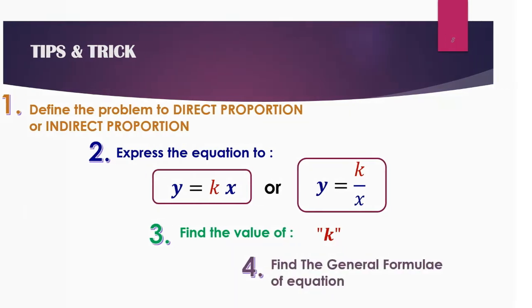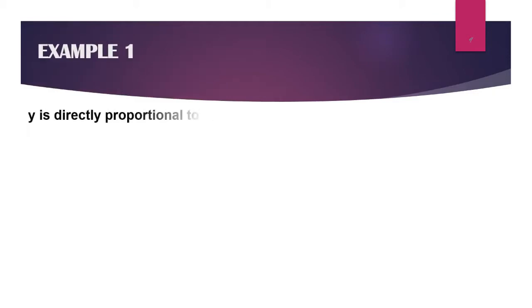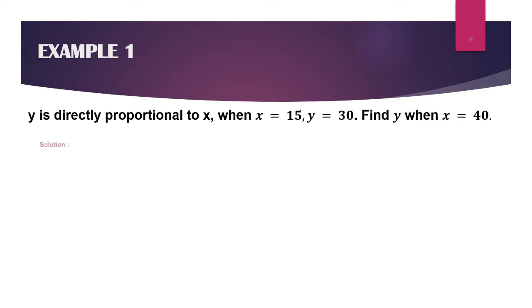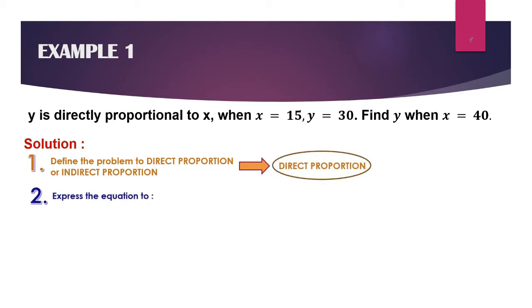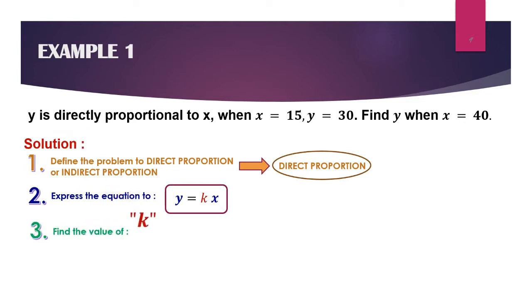Okay, students, I give you example 1. Y is directly proportional to x. When x equals 15, y equals 30. Find y when x equals 40. Solution. The first step is define the problem. Based on the question, yes, it is direct proportion. Number two, express the equation as y equals kx because it is directly proportional. Number three, find the value of k by using algebra.